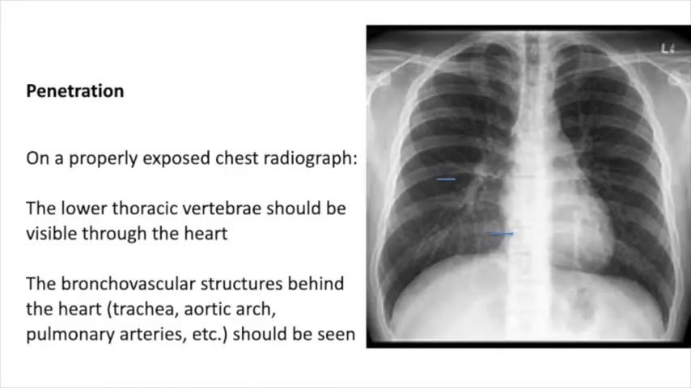So let's talk about the penetration. In a proper X-ray, the lower thoracic vertebrae should be visible through the heart, and the bronchovascular structures behind the heart should be visible. That's a very important note. You have to always be sure about that. You can look at the arrow.